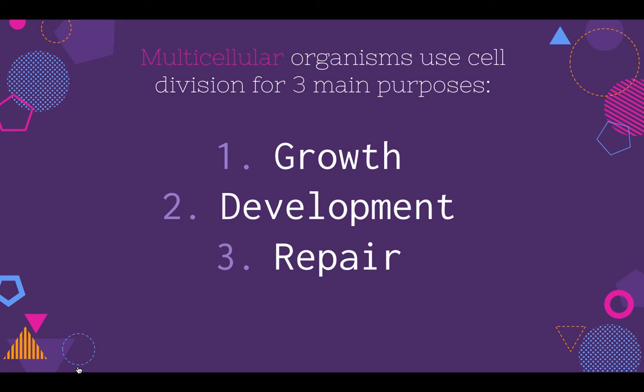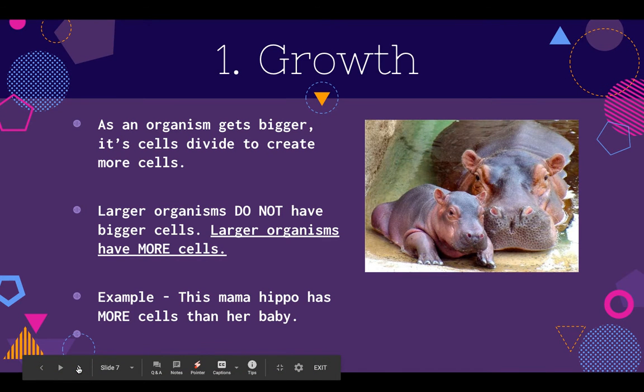Now, let's move on to multicellular organisms. Multicellular organisms have three main purposes for having cell division. One is growth, the second is development, and the third is repair. We'll look at each of these separately. Let's start with growth.